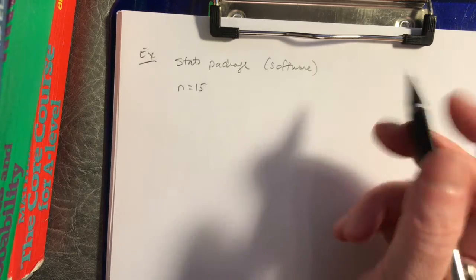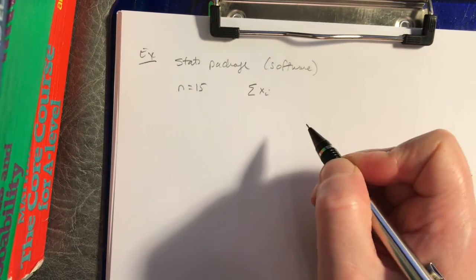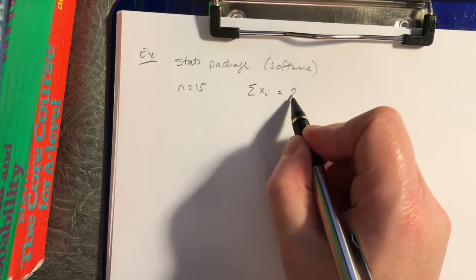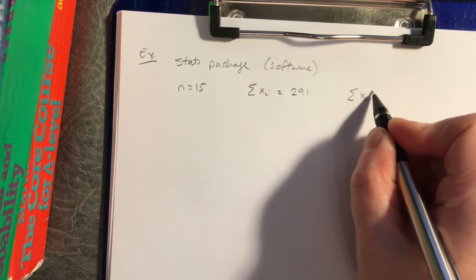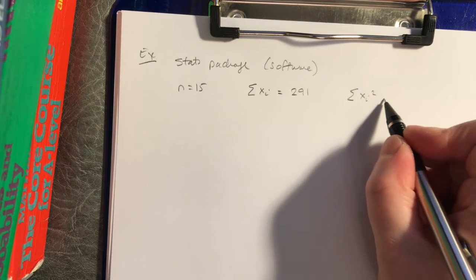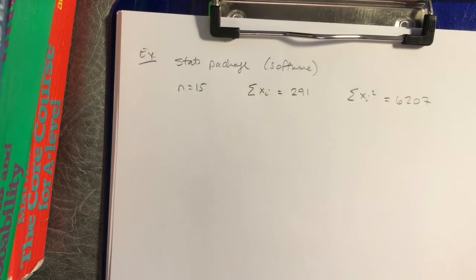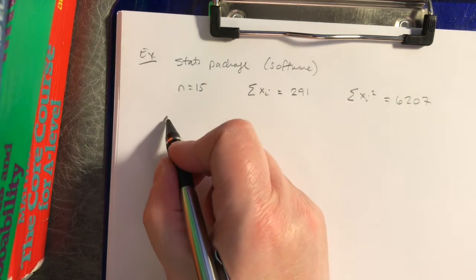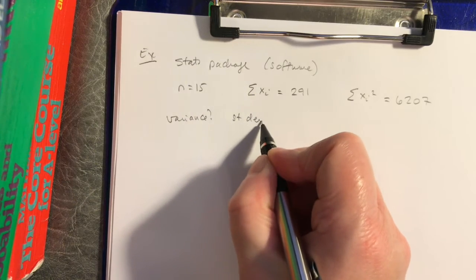You typed it into your stats package, and your stats package told you that the summation of all your data points shakes out as 291. And the summation of the squares of your data points shakes out as 6,207. And you have to figure out the variance and the standard deviation.